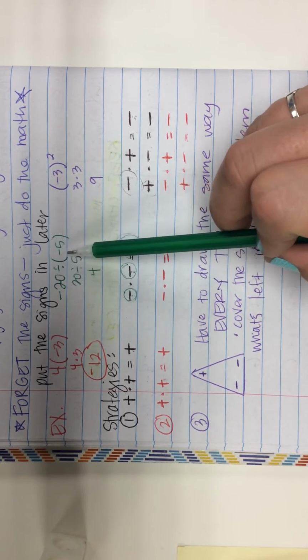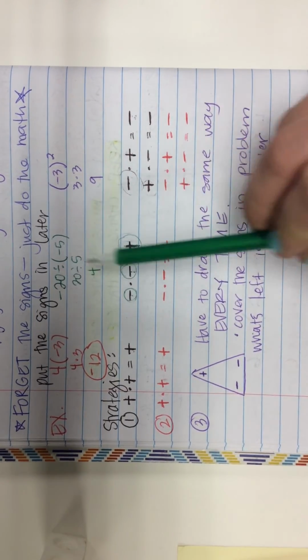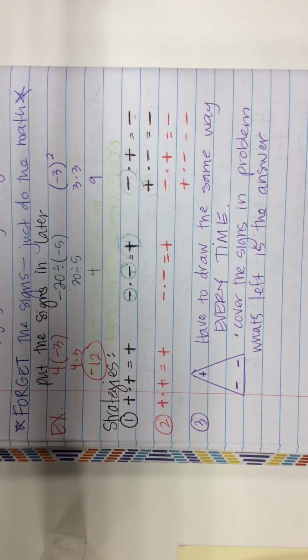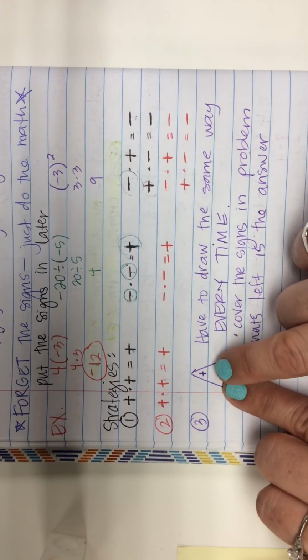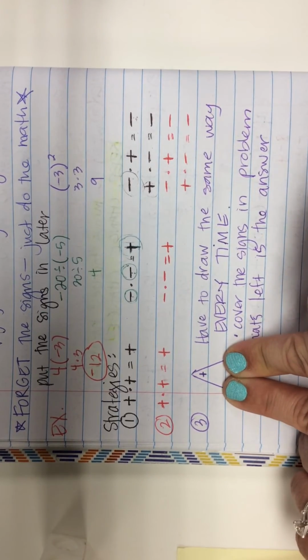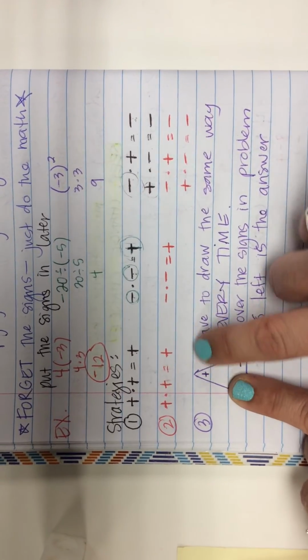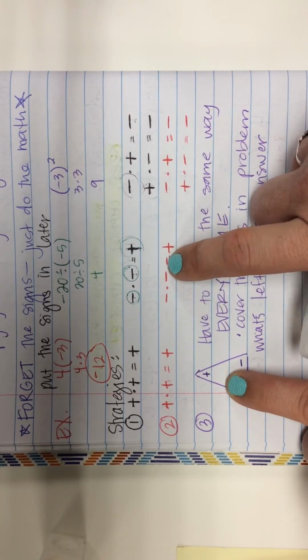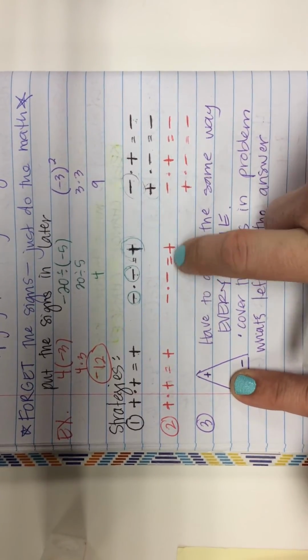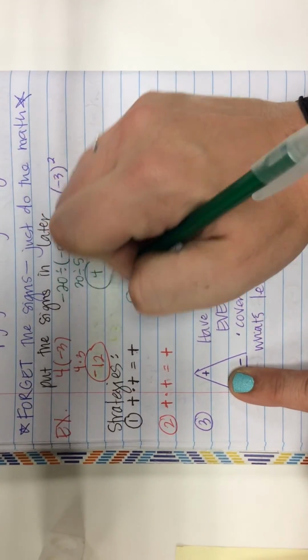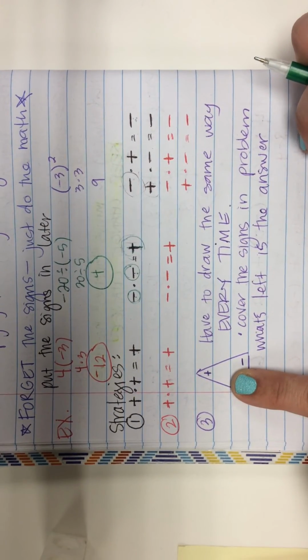Negative 20 divided by negative 5. You can think, okay, 2 negatives make a positive. Or you can go down here to the triangle and cover a negative. What's left uncovered? Positive. Or you could think if 2 bad guys get arrested, that's a good thing. Positive 4.